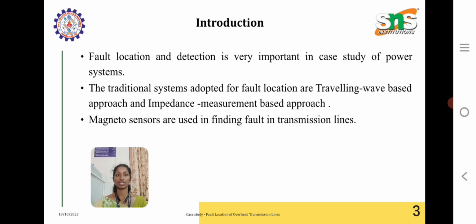What is the basic introduction about the fault? What is fault location and detection? In any power system, transmission and distribution subjects, fault location and detection is very important. The traditional systems adopted for fault location have two approaches: the traveling wave based approach and the impedance measurement based approach. Since there were many disadvantages in these approaches, we next go for magnetosensors, which are used in finding faults in transmission lines.